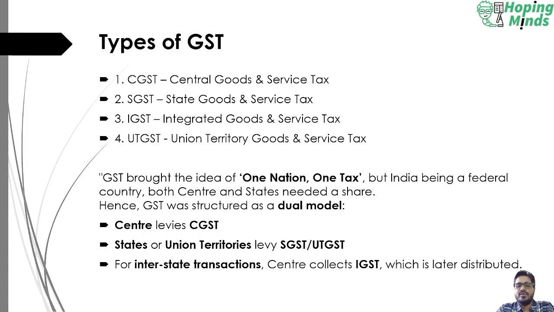In the current scenario, the center levies CGST, that is Central Goods and Service Tax, the state levies State Goods and Service Tax, and Union Territories levy Union Territory Goods and Service Tax. For interstate transactions, the center collects the IGST, that is Integrated Goods and Service Tax, which is later on distributed between states and the center. Let's understand each component one by one.